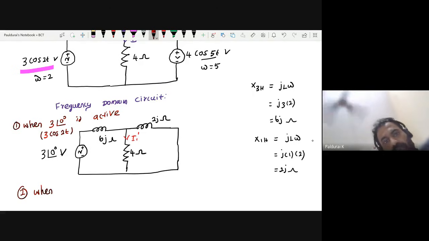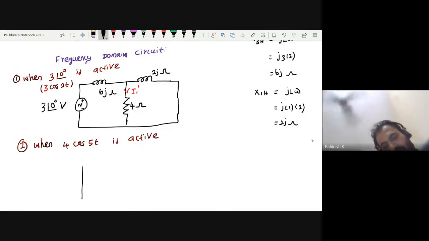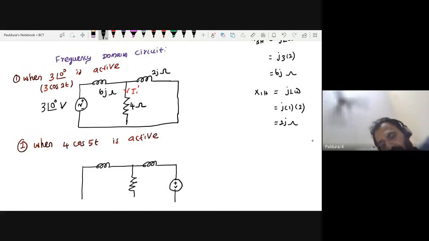So this time I want to kill 3 cos 2t and I want to activate 4 cos 5t. So when 4 cos 5t is active, what is the equivalent? Can you draw it by yourself? So this I will replace by a short circuit. Here I am having one inductor, then this resistor, then this inductor. Okay, so this time here I am having my independent AC voltage source. This value is 4 at an angle of 0 degree.